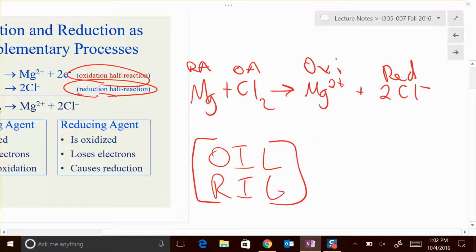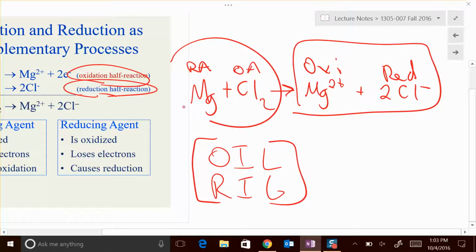So, and if you'll notice, whatever is oxidized is the agent of the other thing. It's the reducing agent. Whatever is reduced is the agent of the other thing. It's the oxidizing agent. So if you identify this, then you'll be able to identify these.